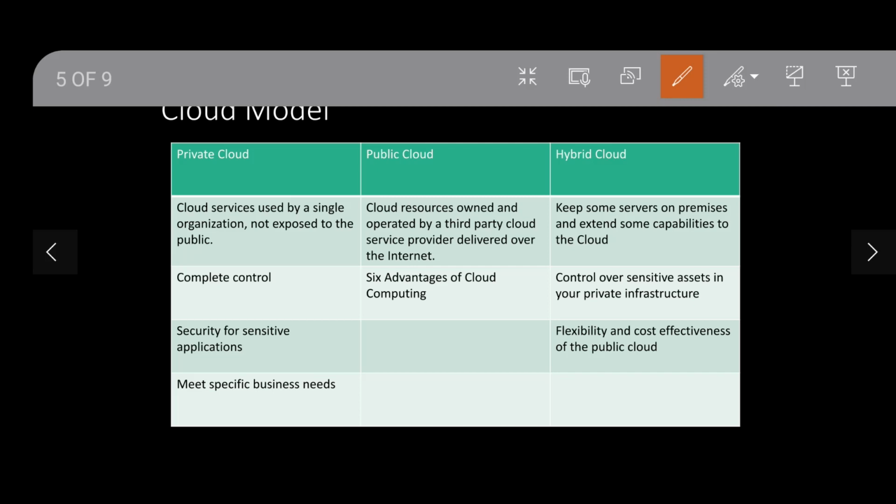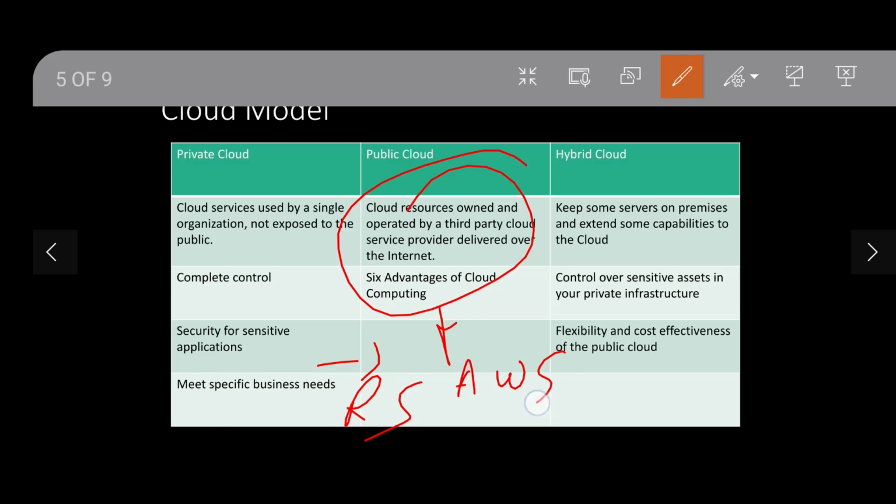For private cloud, a great example is Rackspace. This is a private cloud. And coming to public cloud, these cloud services are owned by different companies, such as AWS, Azure, GCP, Google Cloud Platform. These are owned and maintained by third party companies, but used by the clients.